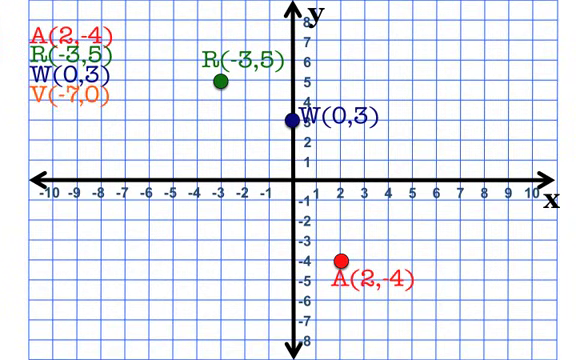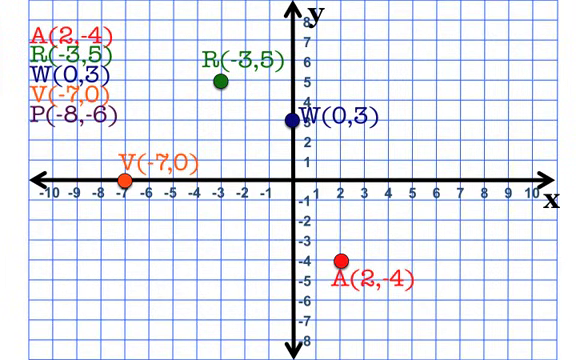How about V at negative 7, 0? Again, we start at the origin. And our x is negative 7, so we move 7 places to the left. And then do we go up or down? No, because our y is 0, so we're just going to move 7 to the left and plot our point, and that's V at negative 7, 0.